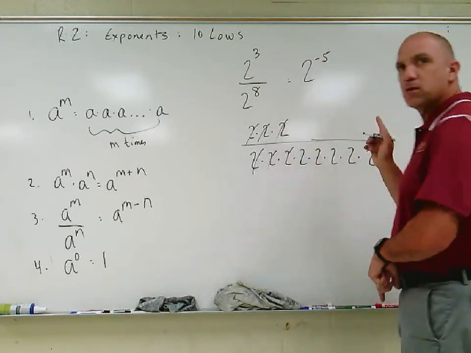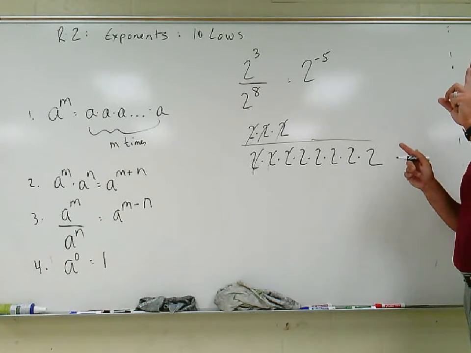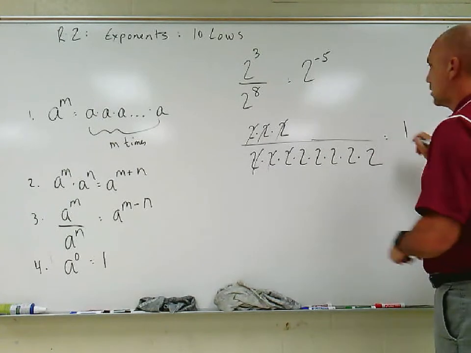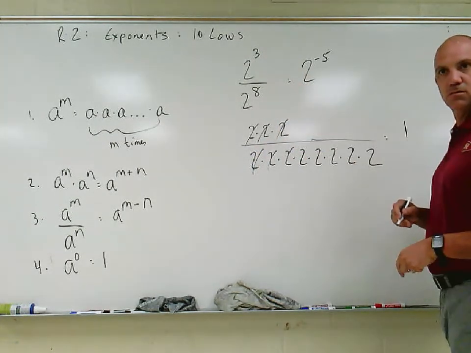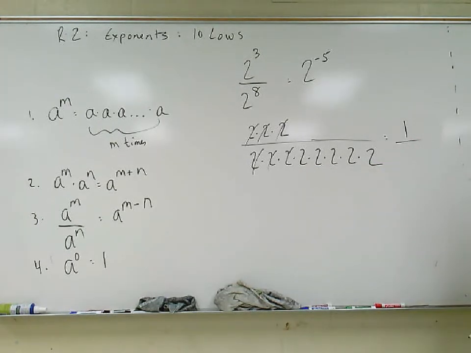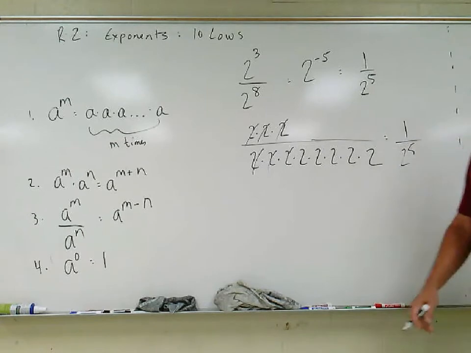What does it leave me with on top if I cancel all the 2s? 1. Leaves a 1, because when you're canceling it, you at least have a 1, okay? Because 2 over 2 is 1. What am I left with on the bottom? So what's 5 2s multiplied? 2 to the 5th, very good. These are equivalent. It's the same answer. So 2 to the negative 5 means 1 over 2 to the 5th. And now we've just derived rule 5.